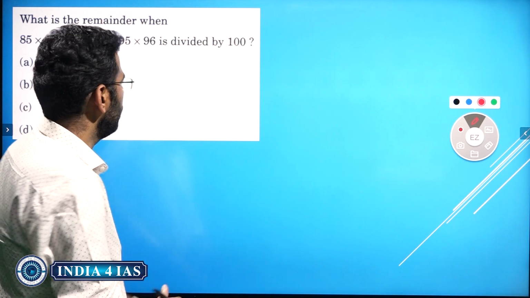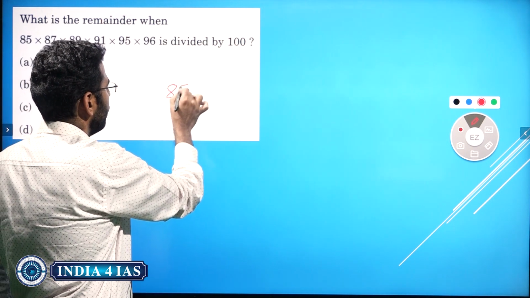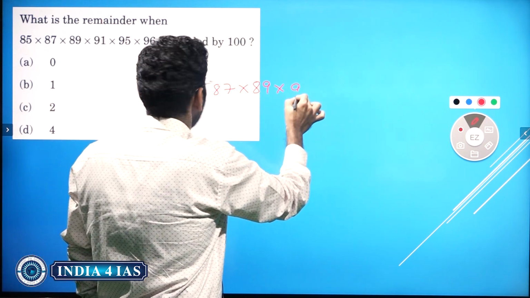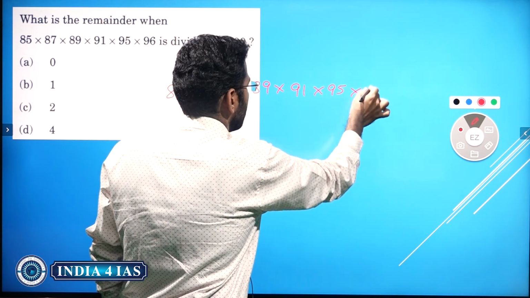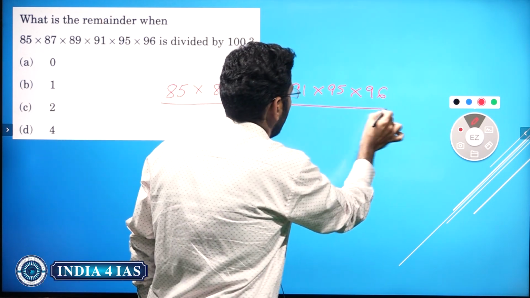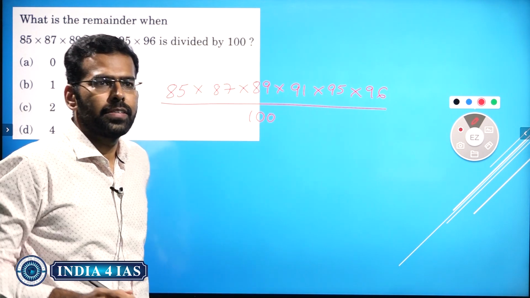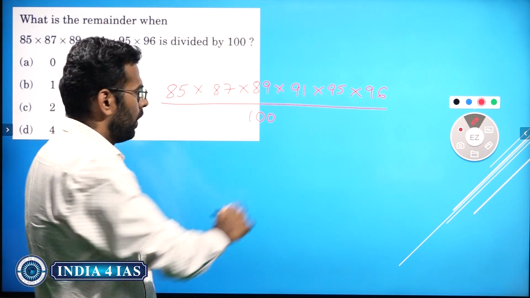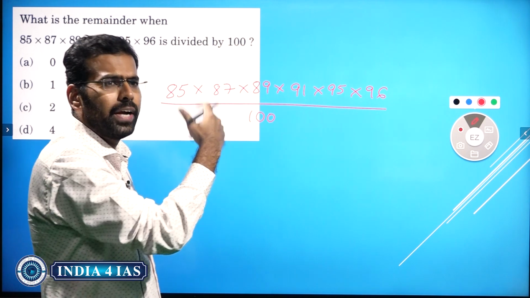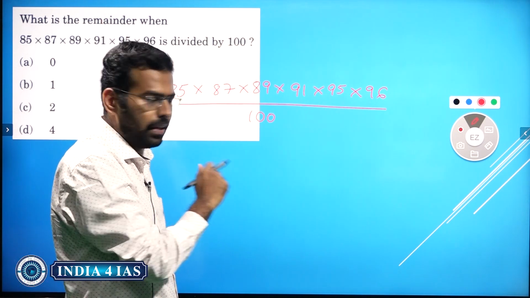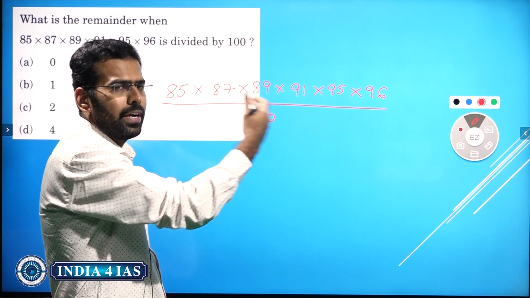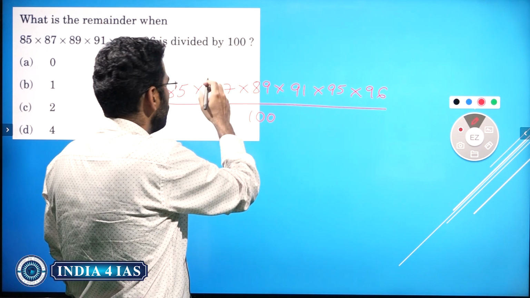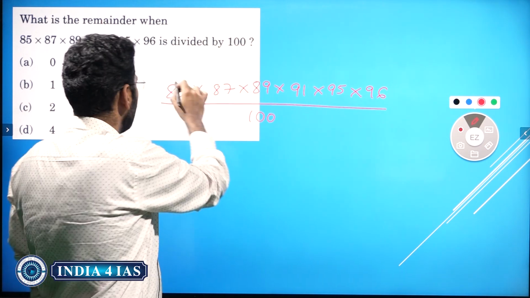They're asking you to find out the remainder when you multiply 85, 87, 89, 91, 95 and 96, and divide this product by 100. They're asking what is the remainder that you'll get. See, this is your divisor, and if among this product you get 100 as a number, then the remainder will be 0, or if you get some other number, let's say 105, then your remainder will be 5. So just try to see if you can get any number from these numbers.